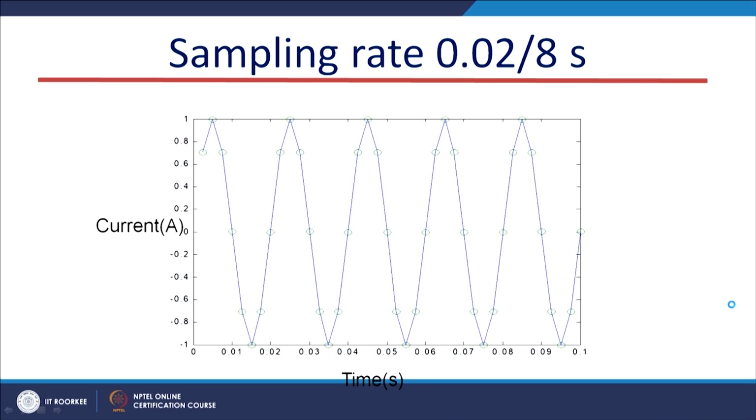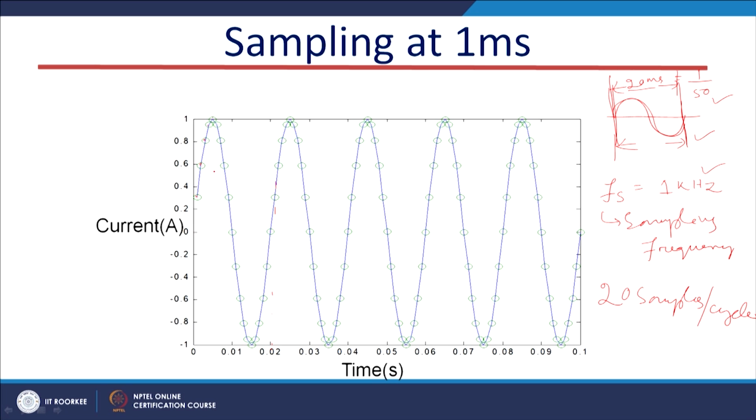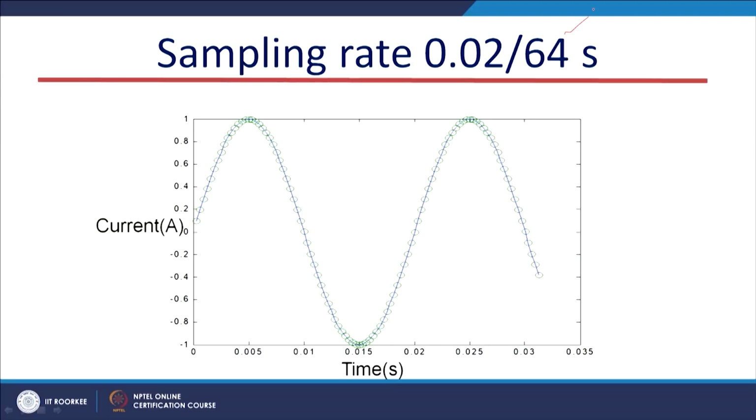Now, if we take another sampling rate, 0.02 by 8, meaning 8 samples per cycle, you can see the signal is not approximated well to our actual signal. The approximation is poorer here, whereas it is better in the previous case because we take more samples within 1 cycle. Here the number of samples decreased, so the exact signal cannot be approximated. Now, if we increase the number of samples per cycle, like here we have taken 64, we denote it by capital N. N stands for the number of samples per cycle.